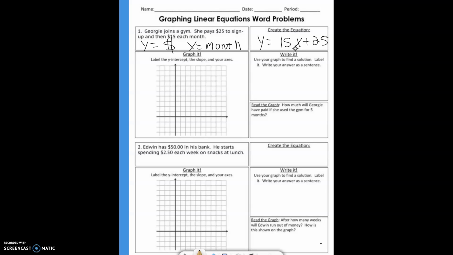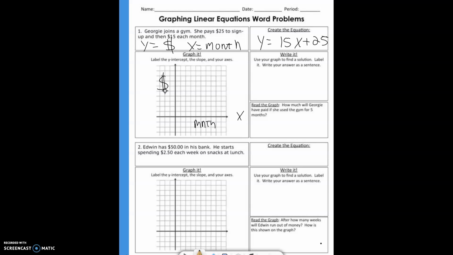So if you look at our graph here, the x-axis is going to be the months, and the y-axis is going to be the cost. Now you'll notice I'm only going to focus on quadrant 1 because we're not going to have any negative values. She's starting with $25, so we're not going to get any negative money, and it's only going to go up. The slope is positive, and there's no such thing as a negative month.